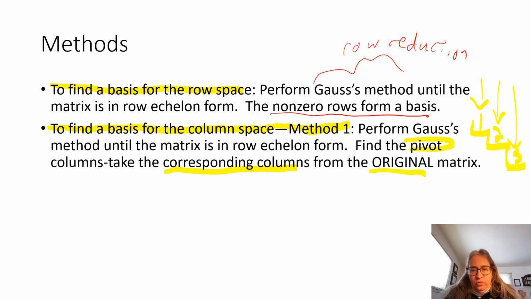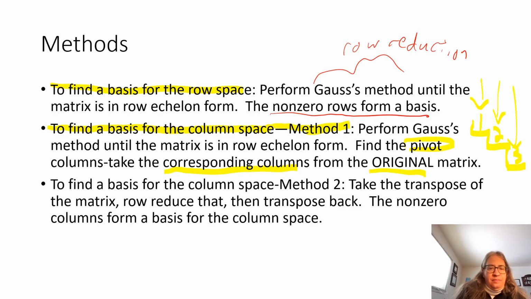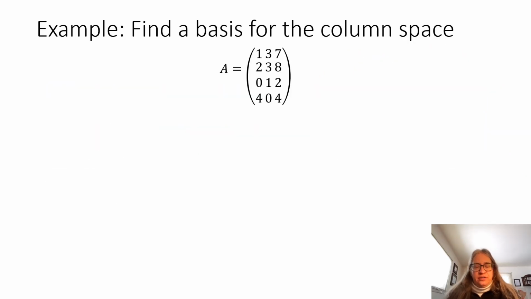All right, so that's one way you can find the basis for the column space. An alternate way, method 2, is using the transpose of the matrix. So you'll transpose your matrix, do your row reduction on the transpose matrix, and then transpose back and just take the non-zero columns from that. So in some sense, you are now taking elements of the reduced matrix, but the transpose of the reduced matrix. Okay, let's see how this works.